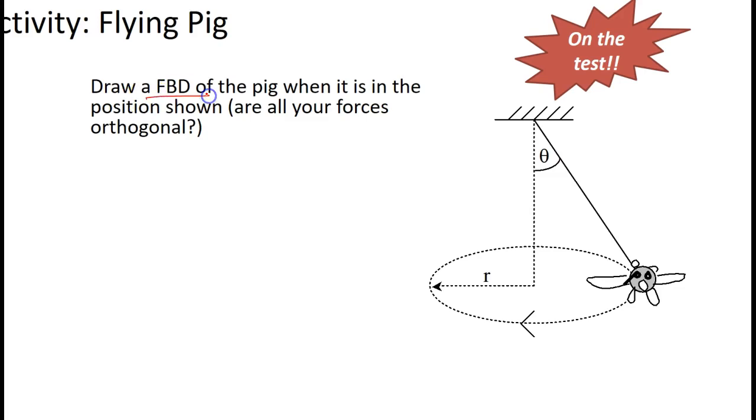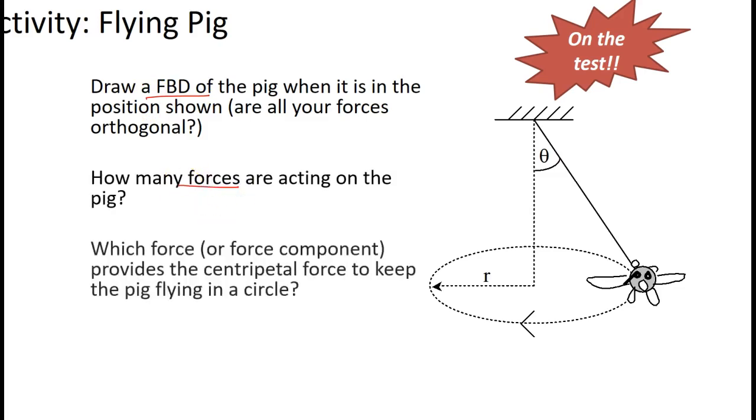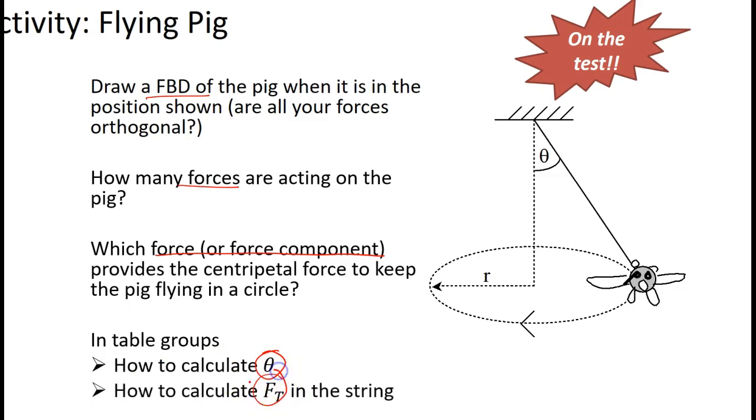We're going to start with a free body diagram. We're going to look at how many forces are acting on the pig. We're going to break those forces into force components and see which ones are actually pointing towards the center of the circle. And then we'll look at theta and Ft.